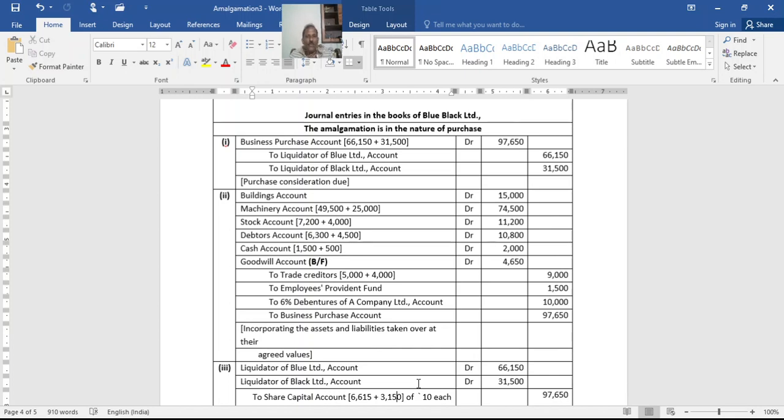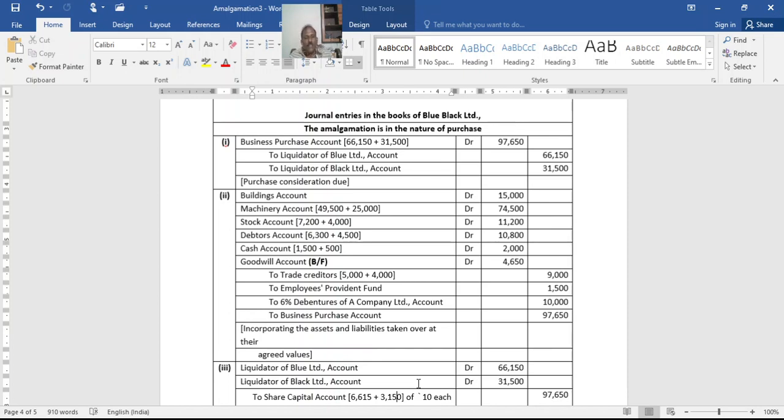So in the books of the transferee, the first entry is to record purchase consideration due. Remember, purchase consideration is due from Blue Black Limited both to Blue Limited and Black Limited, and it is payable to liquidators. Hence first entry: business purchase account debited; to liquidators of Blue Limited 66,150, to liquidators of Black Limited 31,500, total debit is the purchase consideration.